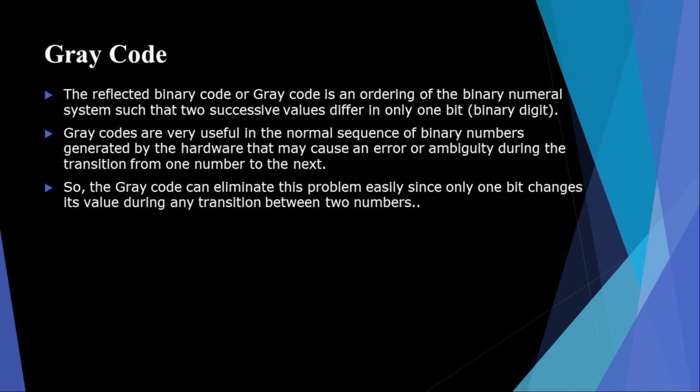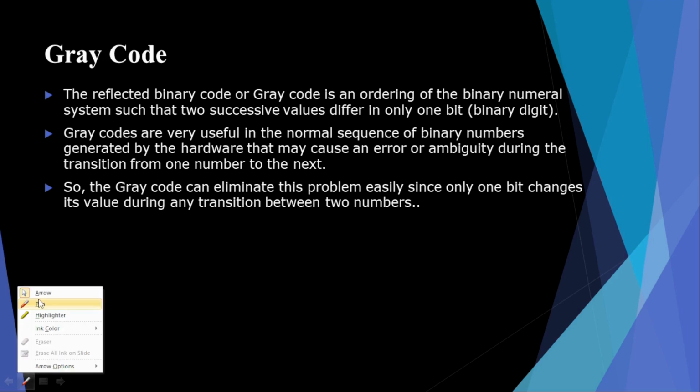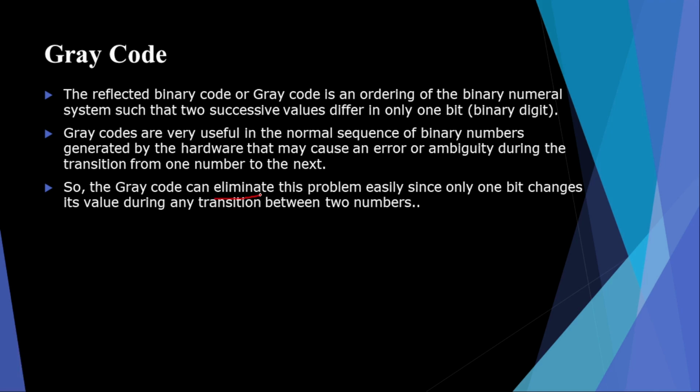And the next one is the gray code. What is meant by gray code? Gray code is used to eliminate errors in digital circuits. If there is any transition between the values 0 to 1 or 1 to 0, there is a chance for an error to occur. So in that case, we will use the gray code to eliminate the error.